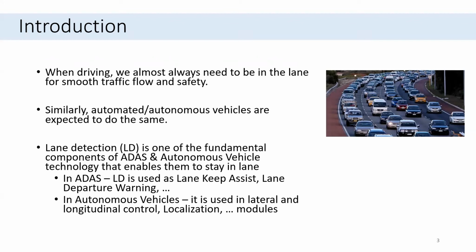So in ADAS systems, lane detection is a part of lane keep assist or lane departure warning features. Whereas in autonomous vehicles, lane detection could be used as part of the lateral and longitudinal control system module or the localization module.